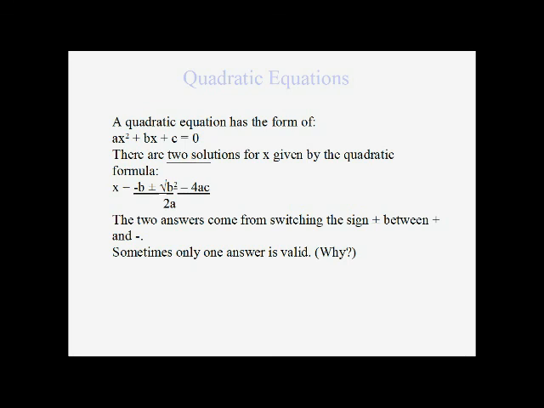There will be some problems that we will need to know how to use the quadratic equation to solve. A quadratic equation is an equation with a power 2 in it. We arrange the equation in the form, for the variable x, ax squared plus bx plus c equals 0. So we get everything on one side, and we put the second power first, then the first power, and then the 0 power.